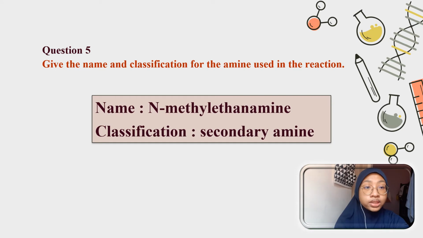For question 5, which is to give the name and classification of the amide used in the reaction. The name of the amide is N-methyl ethanamide and the classification of this amide is secondary amide.